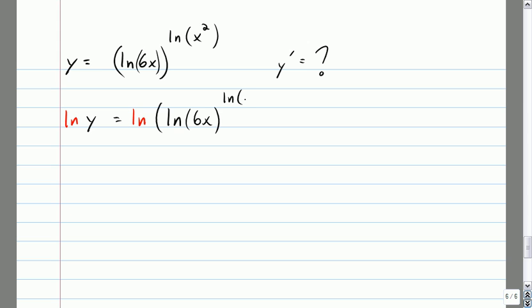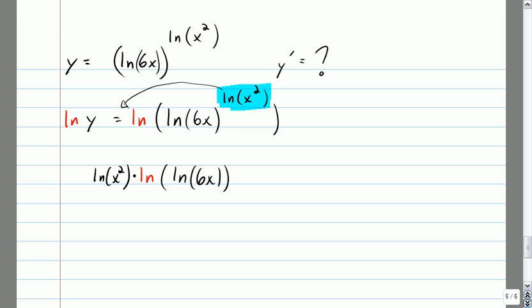Raised to the natural log of x squared. We've got that exponent, so we can move it out front. This exponent you're going to see in blue, I can move out front just because of properties of logarithms. No calculus has been done yet. Natural log of x squared, and the left side is the natural log of y. No calculus has been done yet, but now I can.